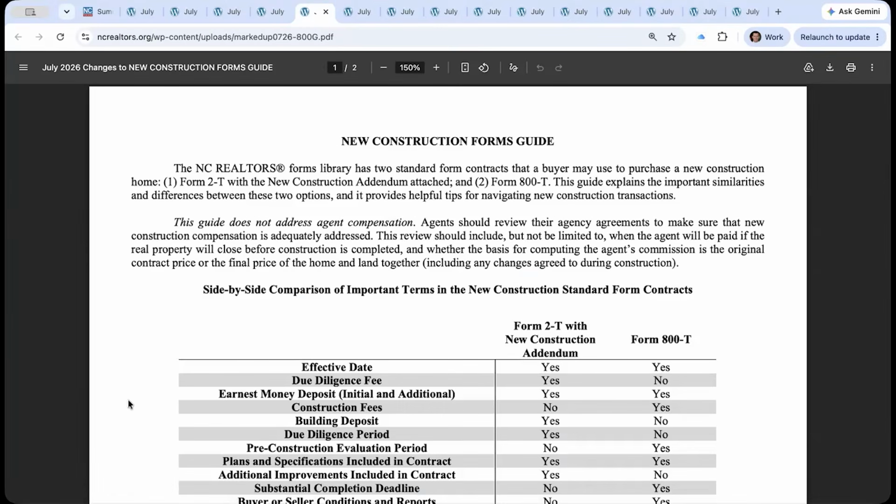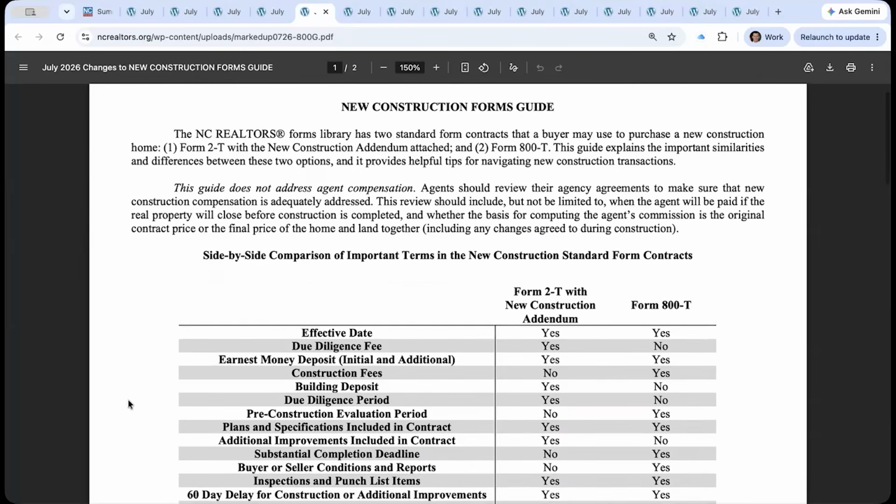800G was retired 2 years ago when there was a big revision to the new construction contract, Form 800T. 800G has been brought back. It's brand new. And the focus this time is, all right, let's look at all the new construction forms and how do we decide what to use when.